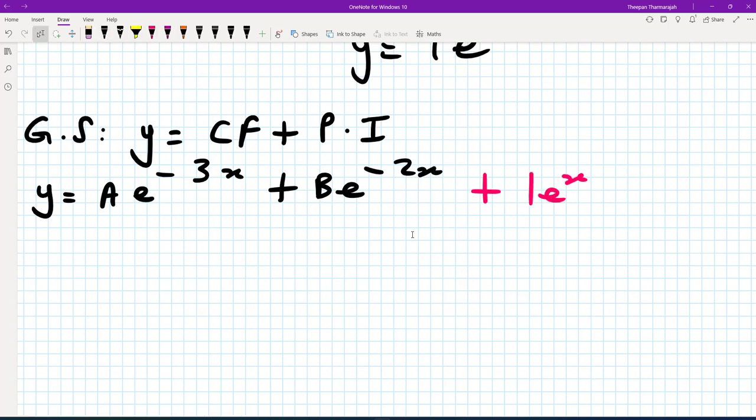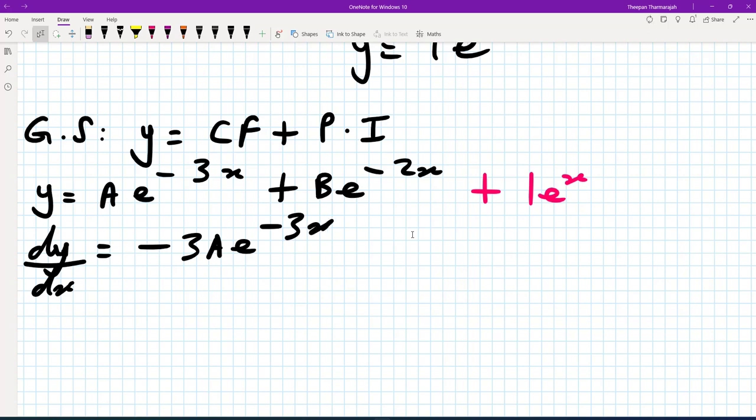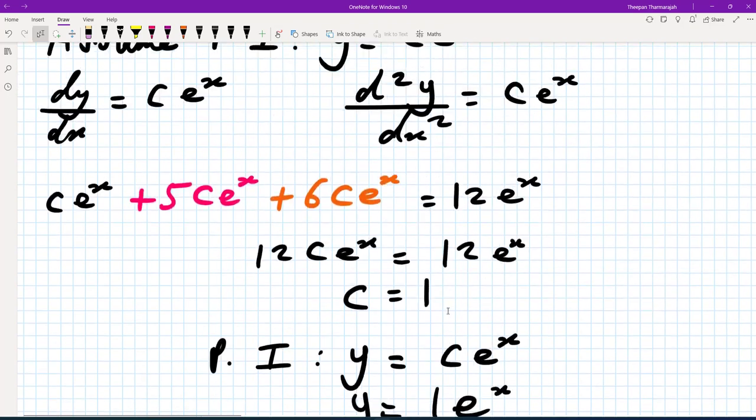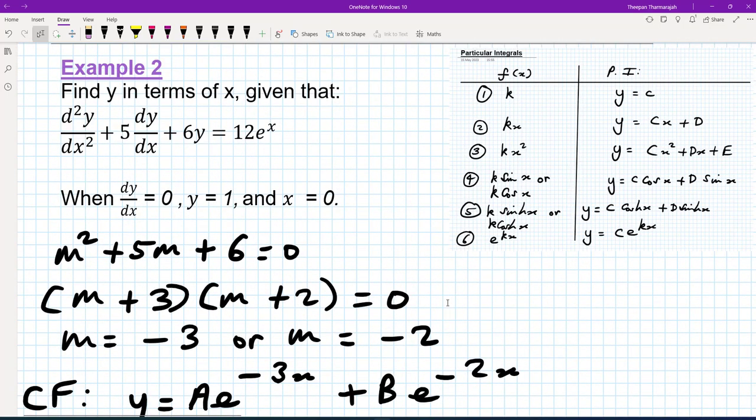So we want to differentiate this now. So we get dy by dx, and that's going to give me minus 3a e to the minus 3x minus 2b e to the minus 2x plus e to the x. Now our boundary conditions are dy by dx equals 0, y equals 1, x equals 0.